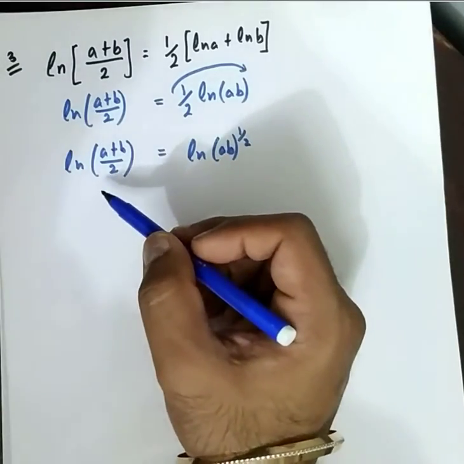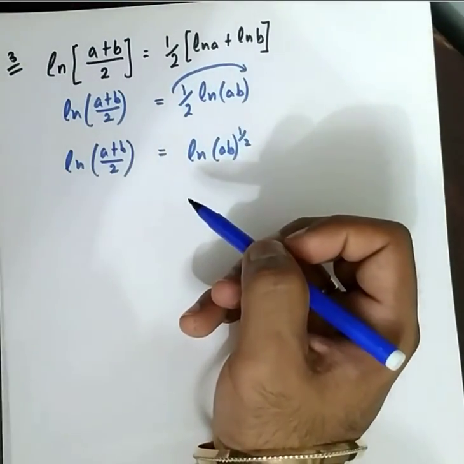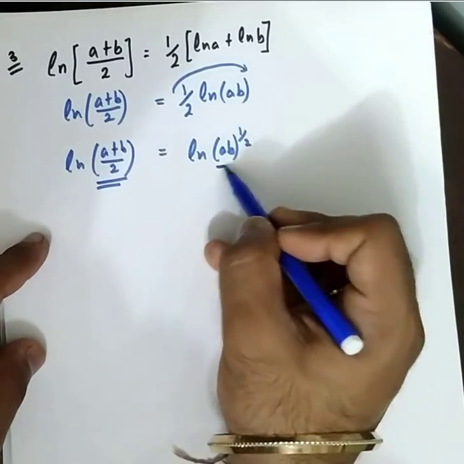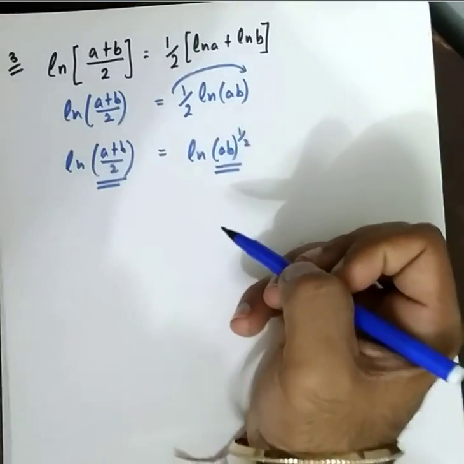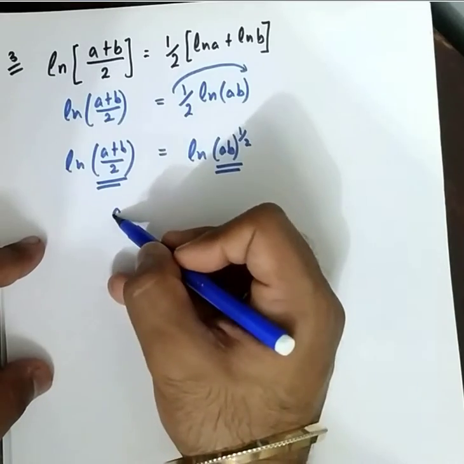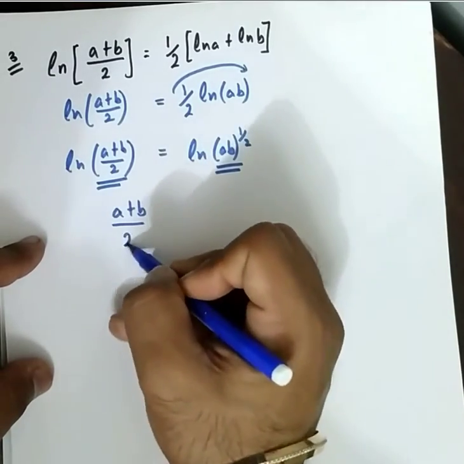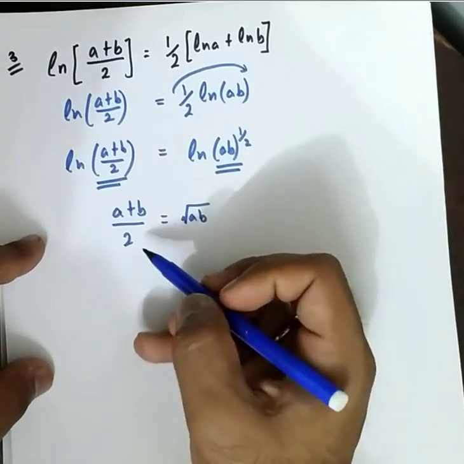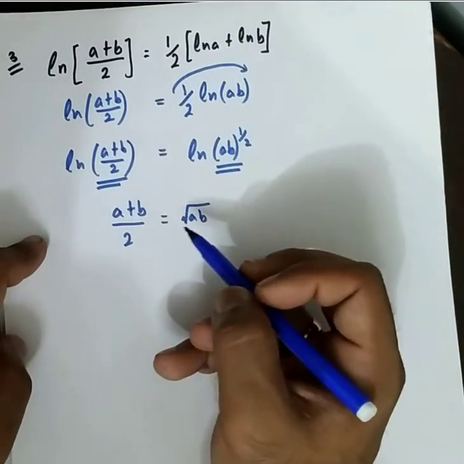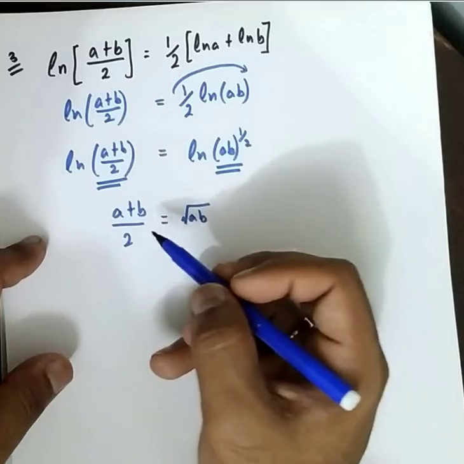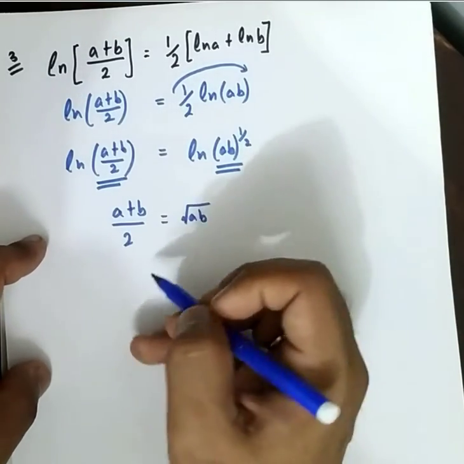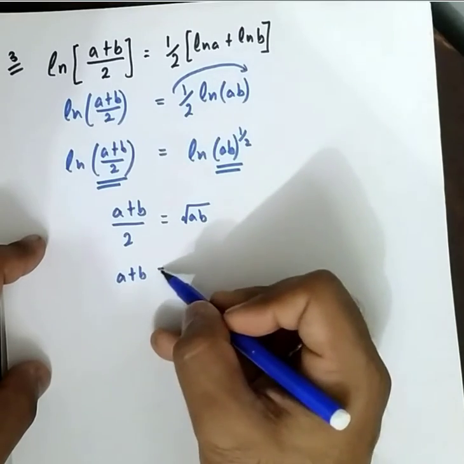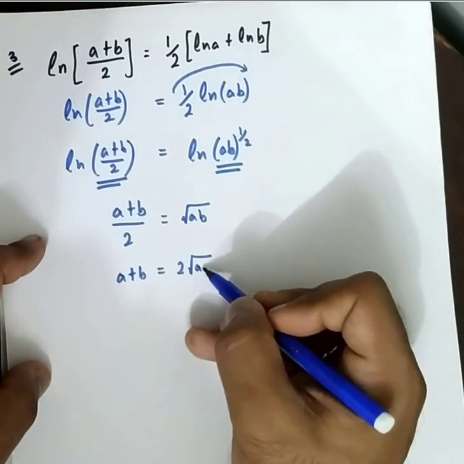Now in the left hand side I have ln something equals to ln something. Therefore this particular quantity has to be equal to this particular quantity. So that was my whole role, and now (a+b)/2 is equal to root of ab. If you understand, this is arithmetic mean and geometric mean, so a and b have to be equal. But if you don't, let's go ahead and solve it. So a + b is equal to 2 root ab.